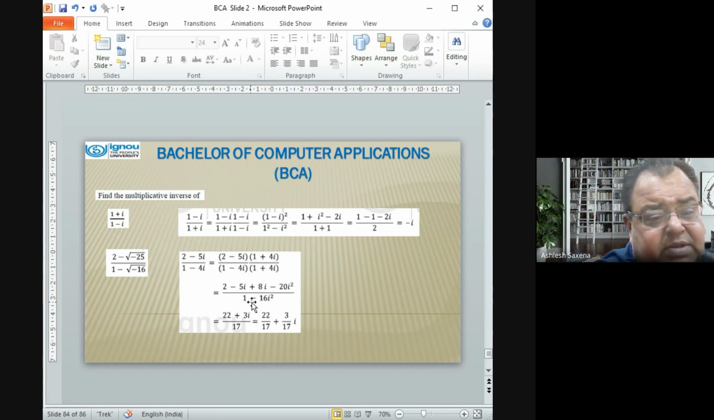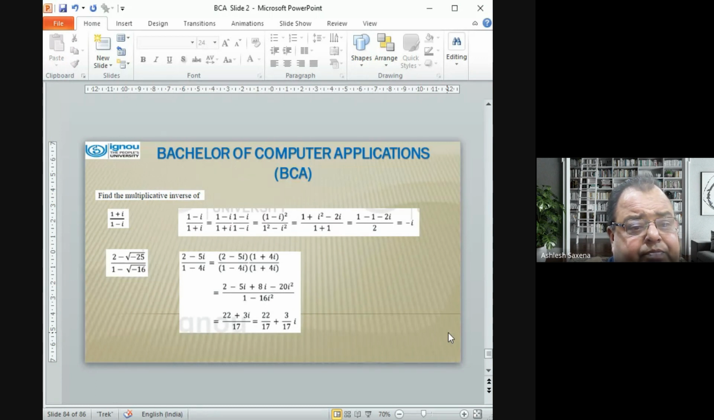So it will be 1 minus 16 iota square, which becomes 1 plus 16, which is 17. Now move to the numerator. We will be multiplying the two brackets. It will be 2 plus 8i minus 5i minus 20i square. Your i square will be minus 1, and minus 1 into minus 20 will be 20. 20 plus 2 is 22, and minus 5 iota plus 8 iota will be 3 iota. So your numerator will look like 22 plus 3 iota upon 17. We convert it into the complex form, so this can be written as 22 by 17 plus 3 by 17 iota.